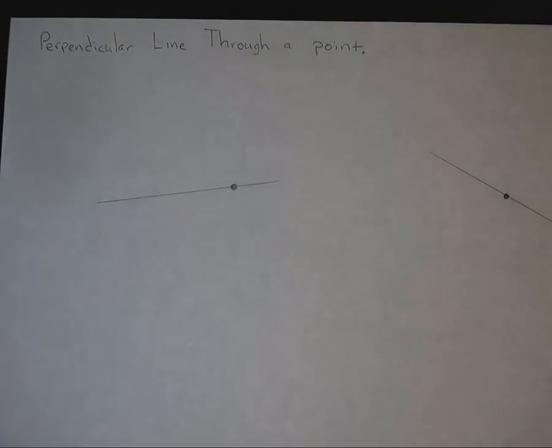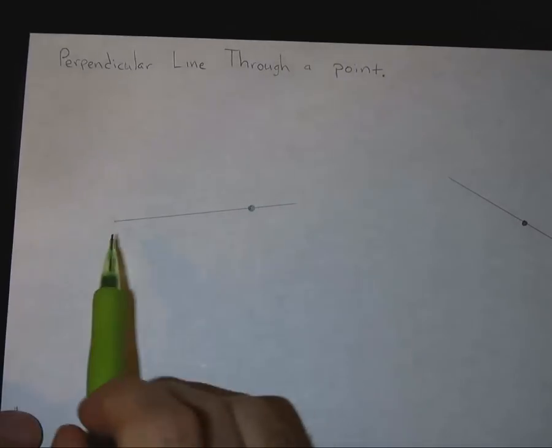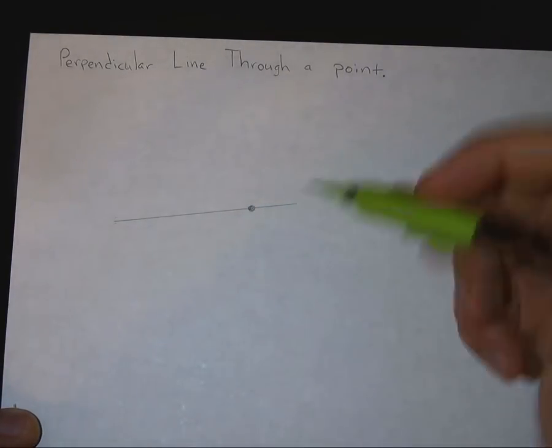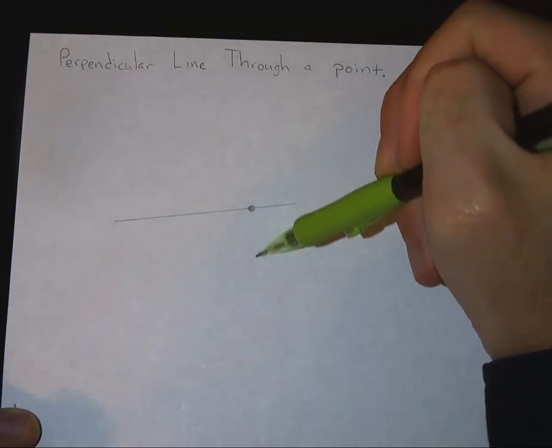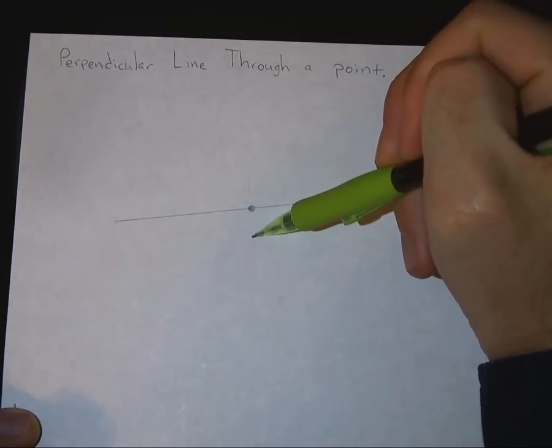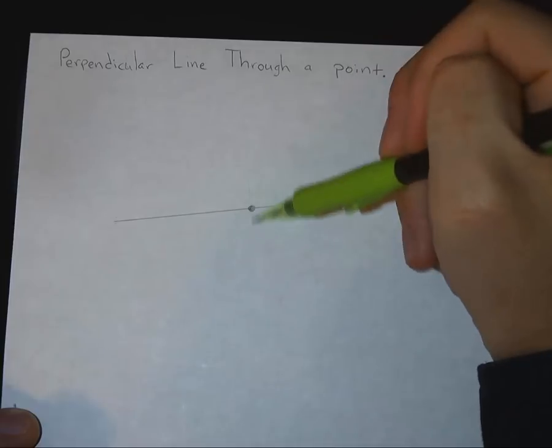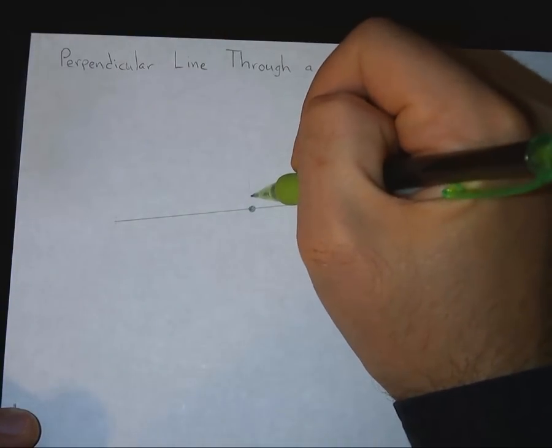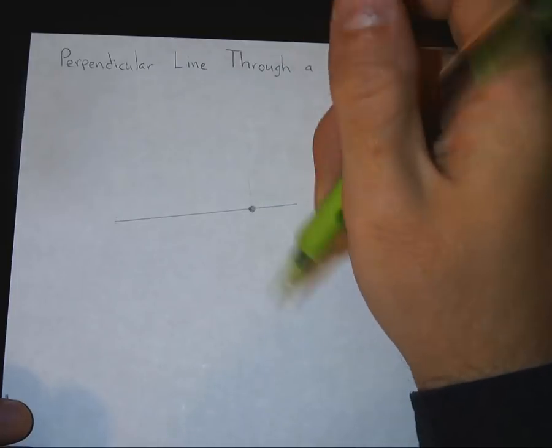Alright, so here's our next example. We're going to be looking at perpendicular lines through a point given on a line. As you can see here, I have a line segment with a point on it, and the idea is to find a perpendicular line that goes through that point. So it has to be perpendicular to this one and go through that point. And remember, perpendicular means that these two lines are going to meet at a 90-degree angle.